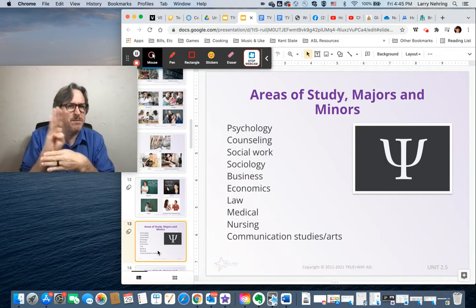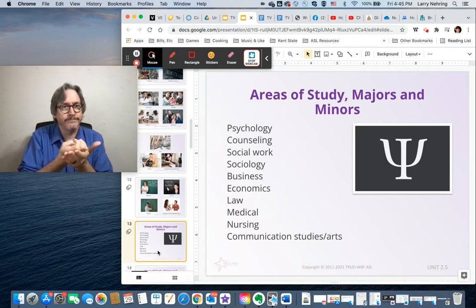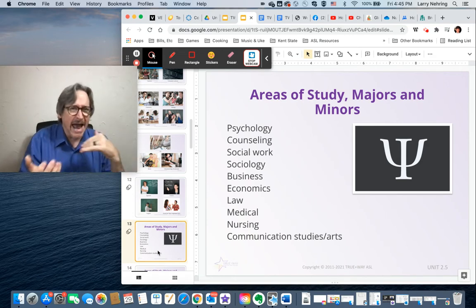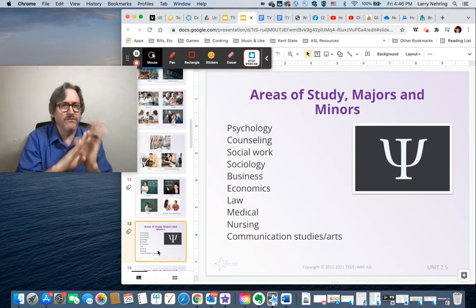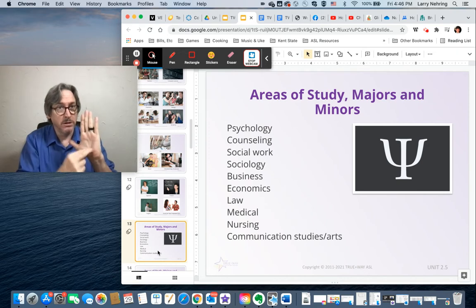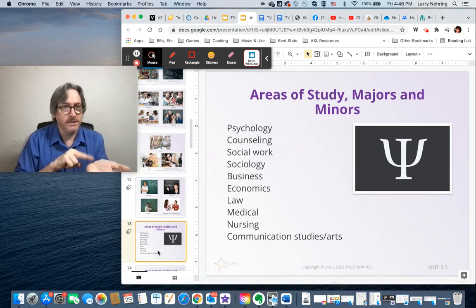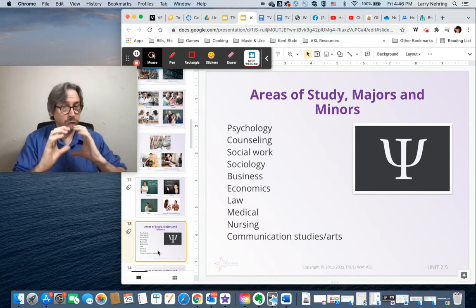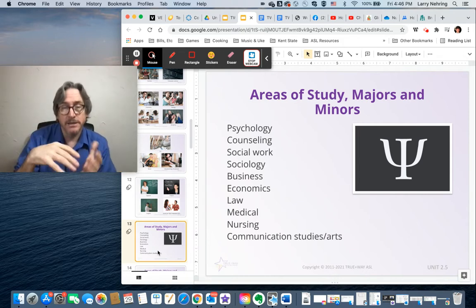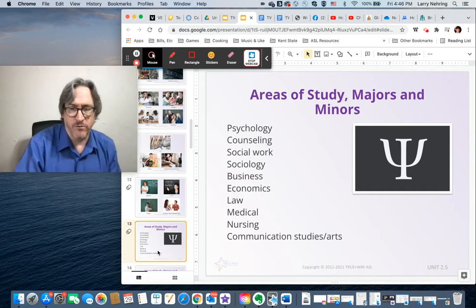Business. It's also the sign for busy. Business. Economics. Some people add like the fluctuation of the economy. Law. We've seen this before. It's like rule, state, medical, nursing, and communication or communication studies, communication arts. You'll see different combinations for almost any major.